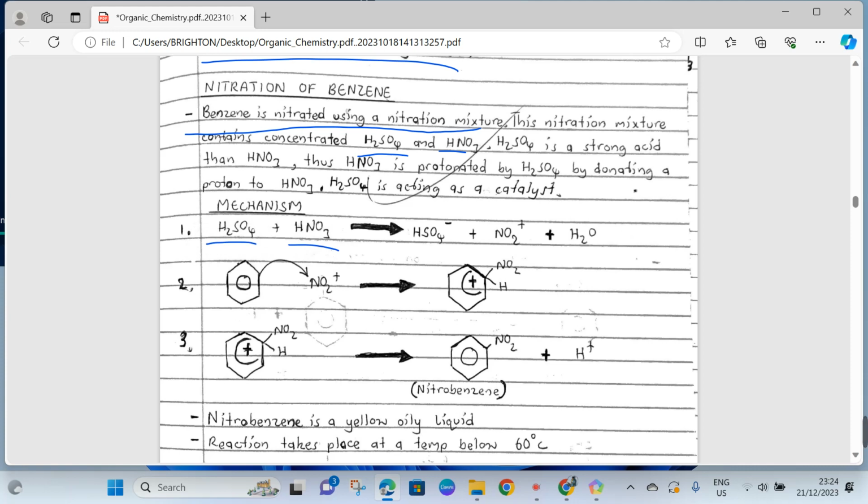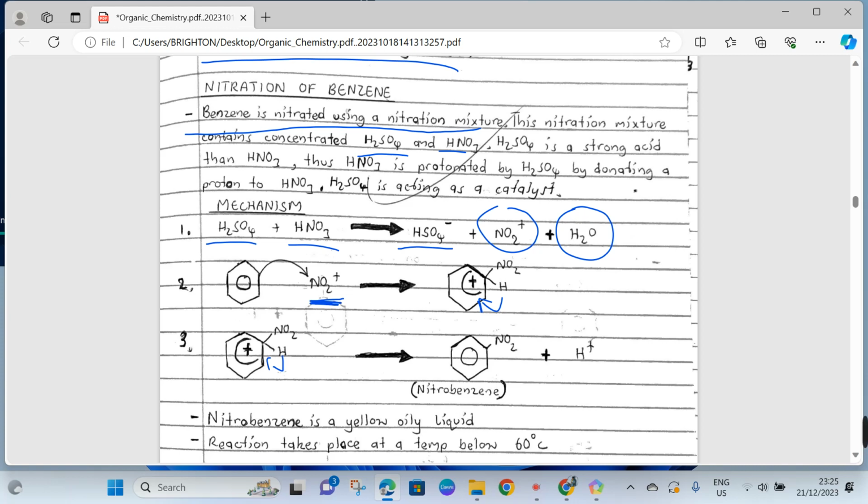Since the sulfuric acid is stronger, it is the proton donor. It donates the proton, leading to the formation of NO2 plus, which is the electrophile, plus H2O. In the secondary reaction, we have this kind of electrophilic attack taking place, with the NO2 and the hydrogen competing for that position. Since the hydrogen is being ejected, you put an arrow like this to show that it is being ejected. Then here you have nitrobenzene plus an H plus.